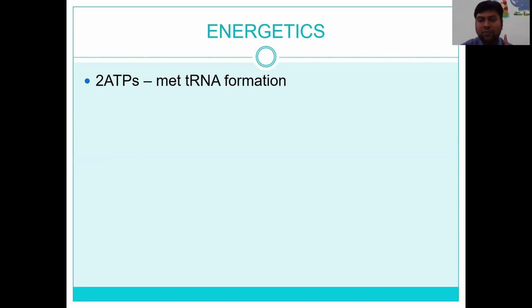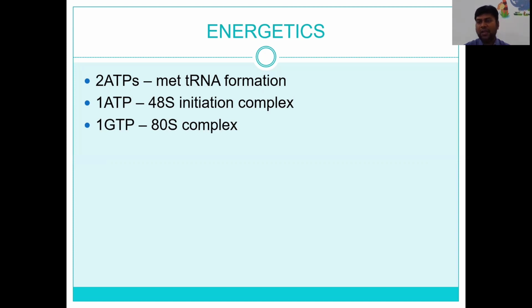For this 48S complex formation, to prepare the structure of the mRNA cap, we need 1 ATP. And finally, for reassociation, 1 GTP is hydrolyzed. So in the initiation phase, we are investing 4 high energy phosphates. Next, coming to the elongation phase, the first step is the binding of amino acid tRNA to the A site.